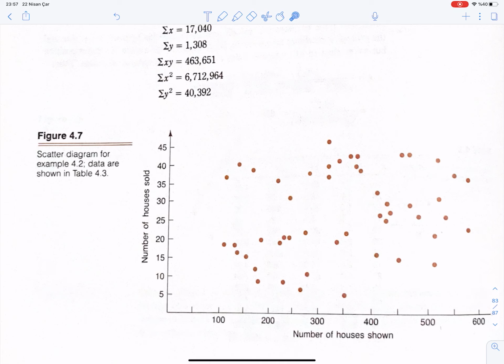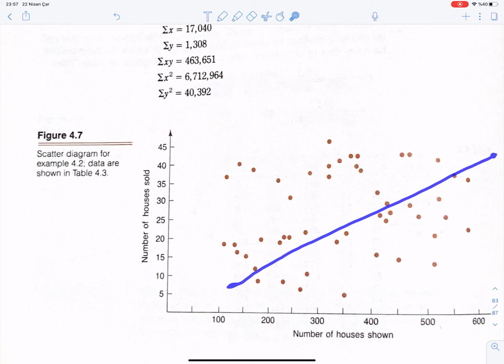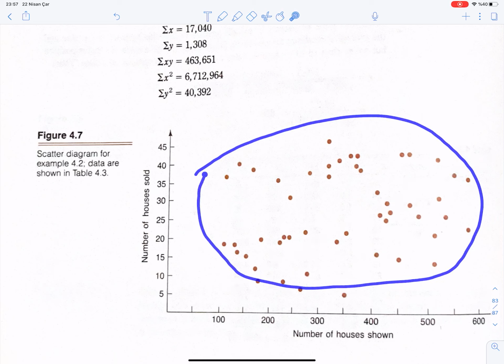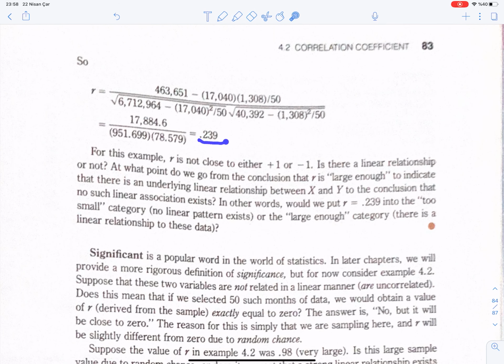This is the scatter diagram of the number of houses shown against the number of houses sold. In my case, since the distribution is random, there is no relationship. I can't have a straight line representing this. Well, this is more or less like a circle. So it seems to be a large value.